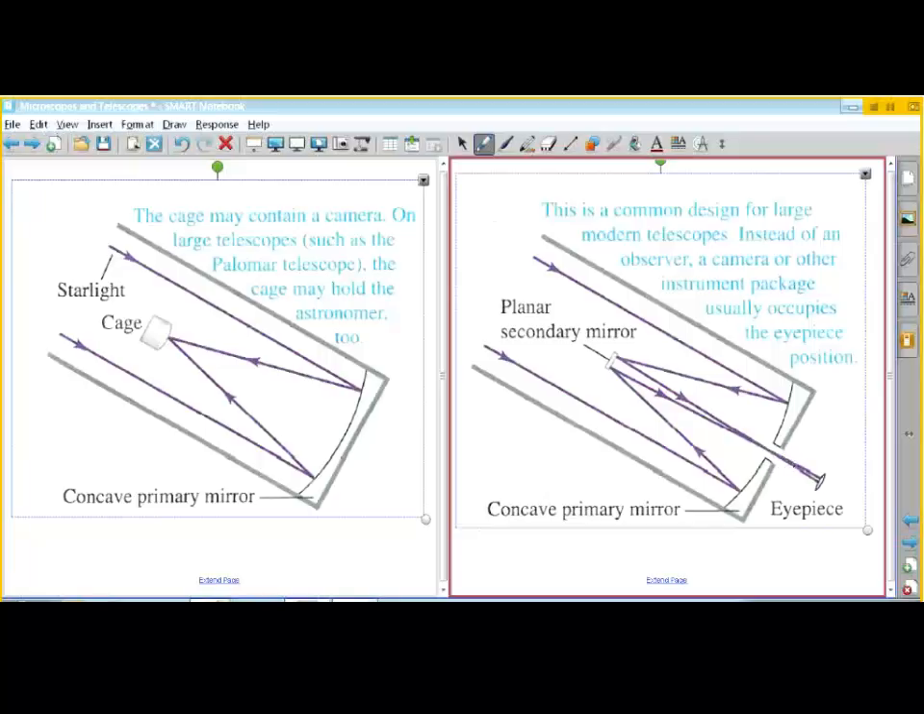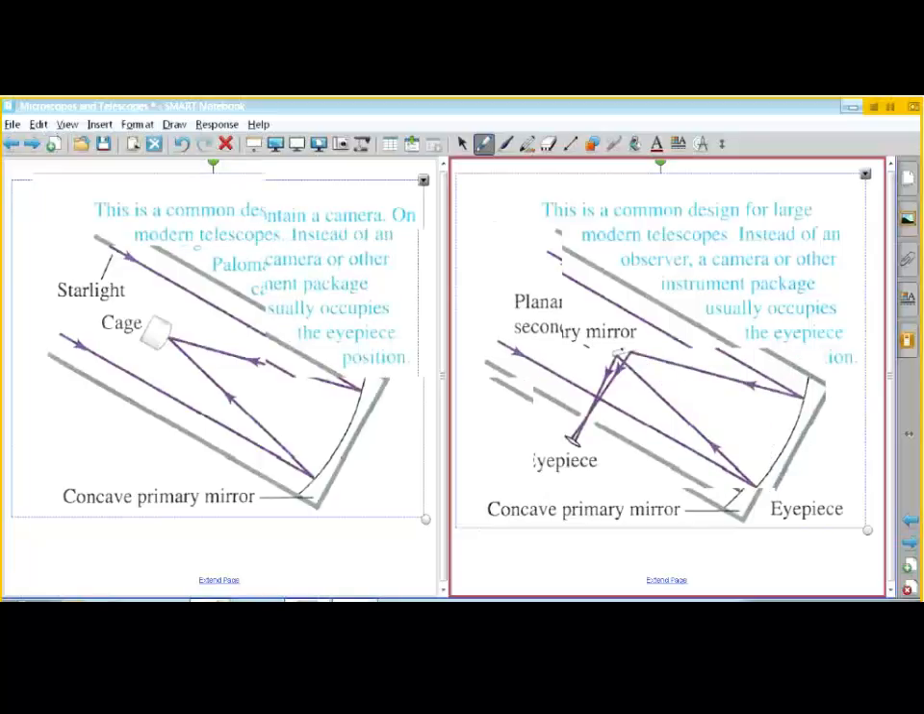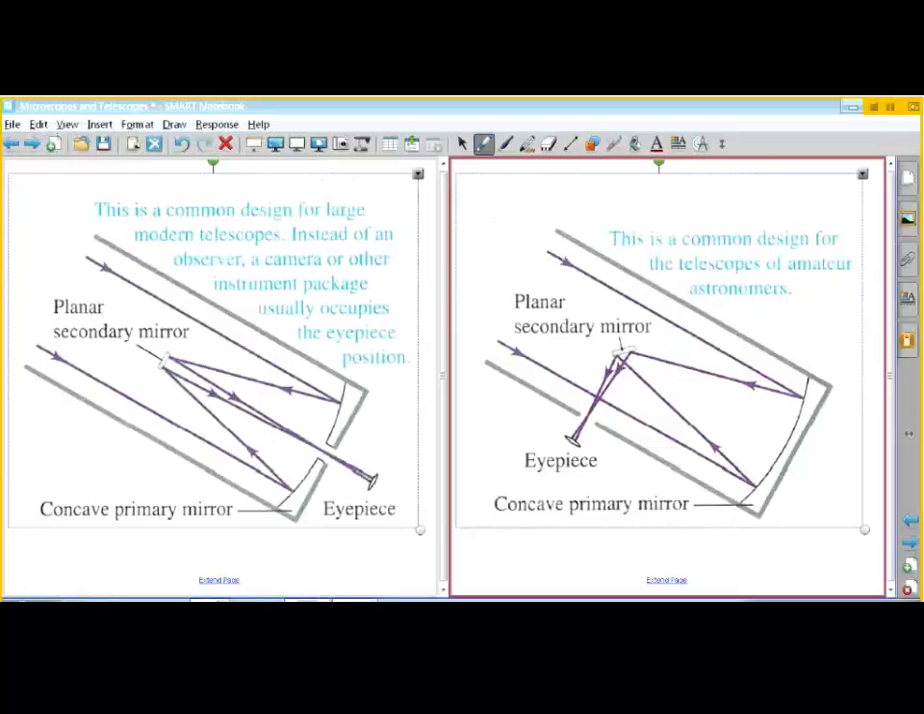So again, a lot of times you have a camera instead of an eyepiece. And finally, in amateur situations, you have a mirror that goes in this direction instead of looking down the bottom, just because it's hard to locate yourself down here on the side. You can be standing up, more comfortable. So those are some comments about telescopes and microscopes.